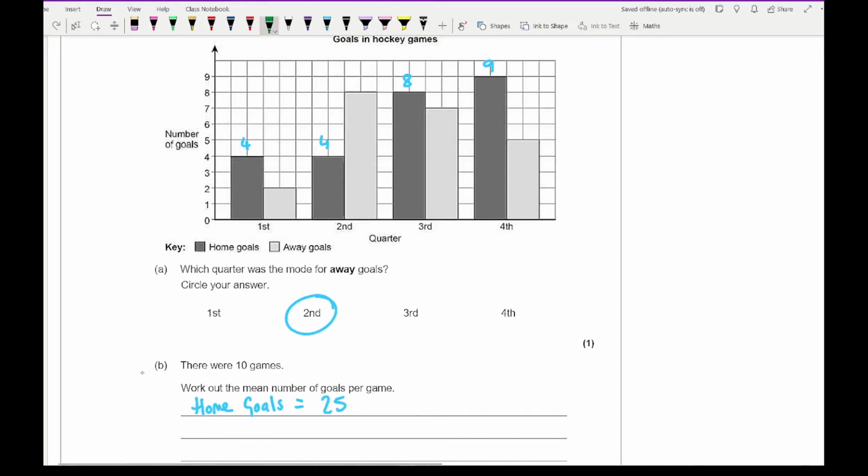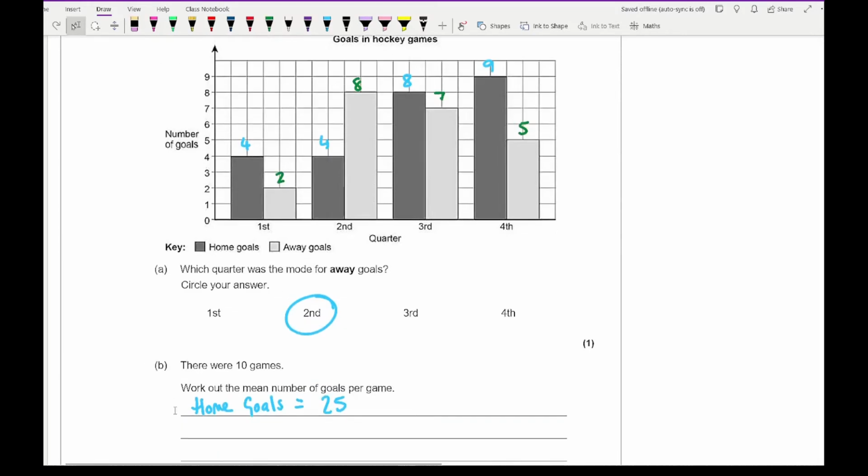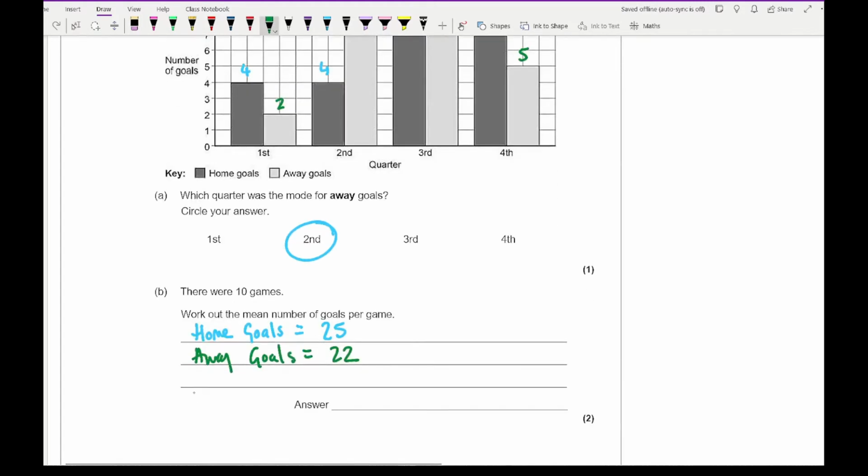And if I change the color pen, here I've got 2, 8, 7, and 5. And again, if I add up all those green numbers together for the away goals, it comes up to a total of 22. So here the total number of goals is going to be those two numbers added together, which is 47. So the mean number is going to be 47 divided by 10, which gives me an answer of 4.7.